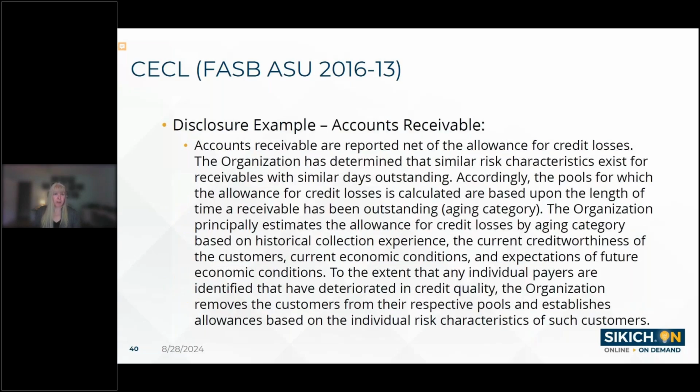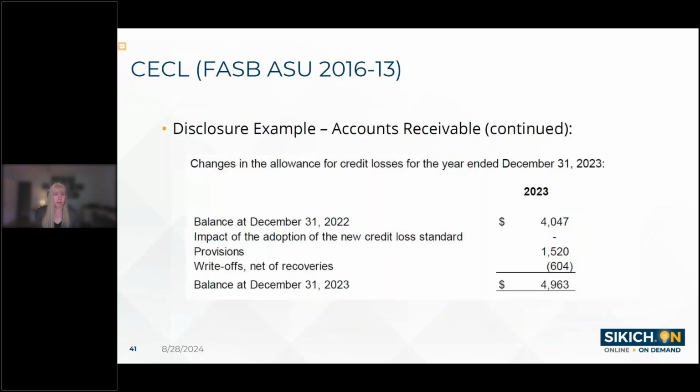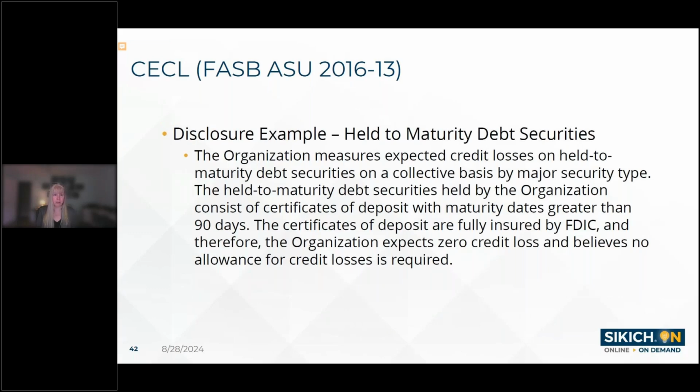And I've thrown in a couple of disclosure examples just so you can see the level of detail that will be required. I'm not going to read them word for word. They're here in your handout. So if you want to go to the next slide, this was one on AR. And then the next slide, I believe, has one on the quantitative information, the roll forward of the allowance for doubtful accounts that's required.